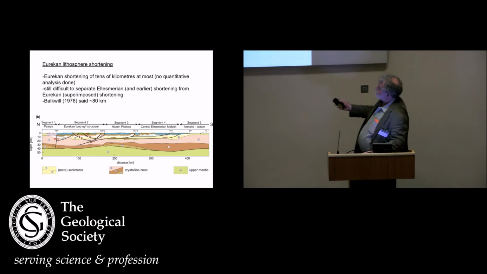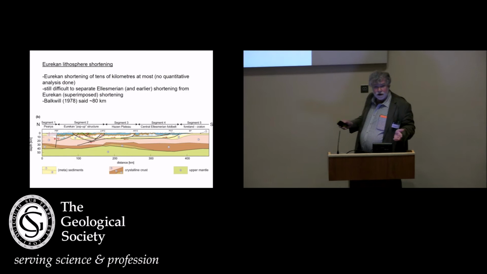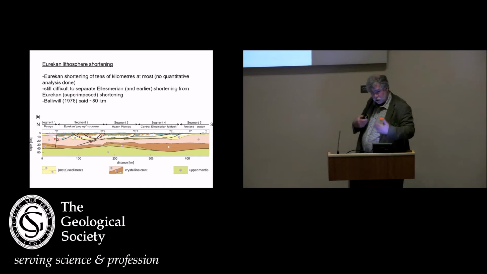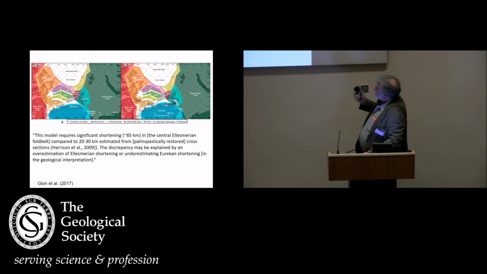But it is still very difficult to separate the Ellesmerian and early shortening in this story. The brilliant Hugh Balkwell, way back in the 1970s, reckoned that there was 80 kilometers of shortening. But generally over the years, this idea of 200 or 300 kilometers of shortening across the Eurekan orogeny has taken some form. And just recently, there's a paper published by these guys.